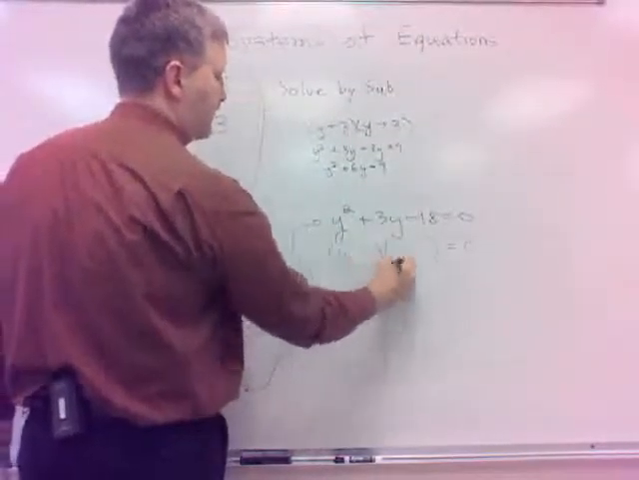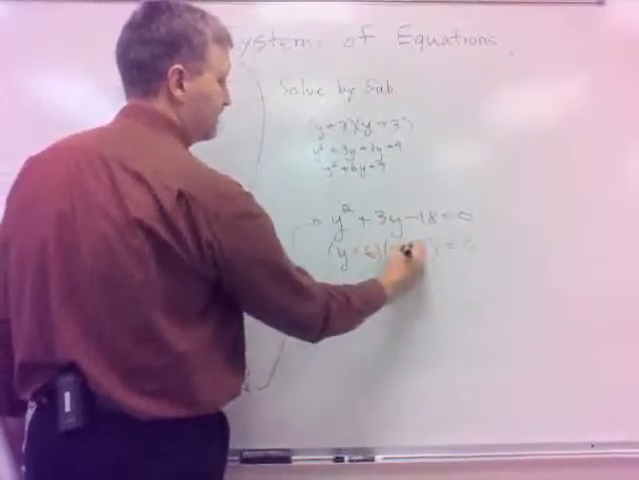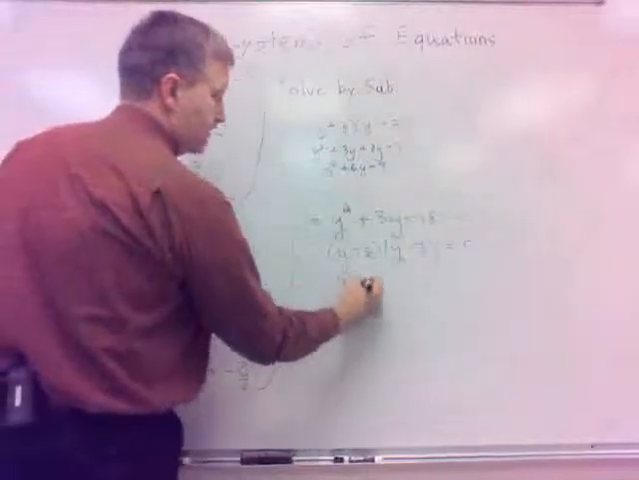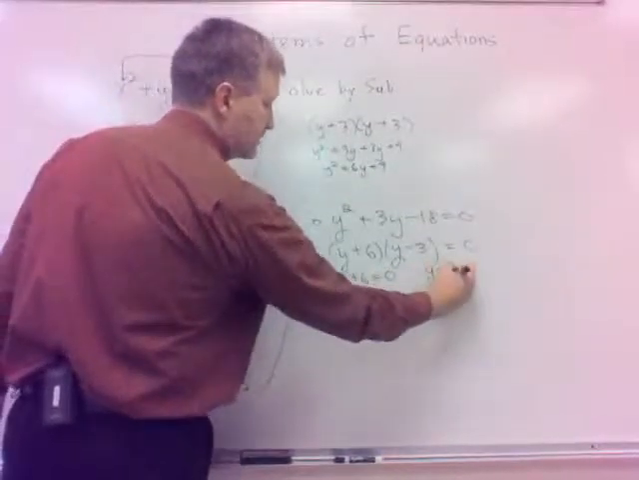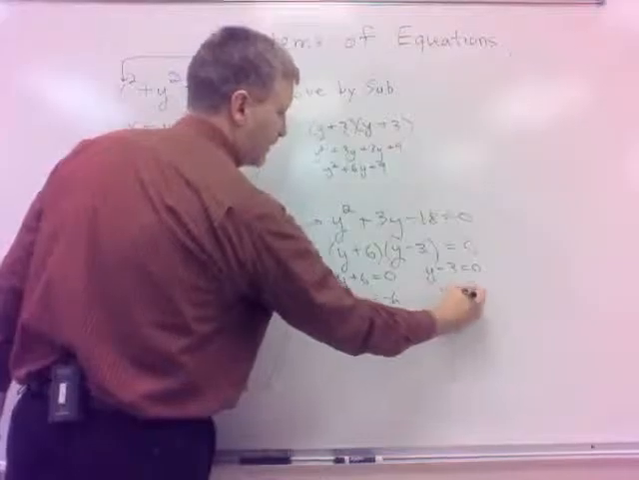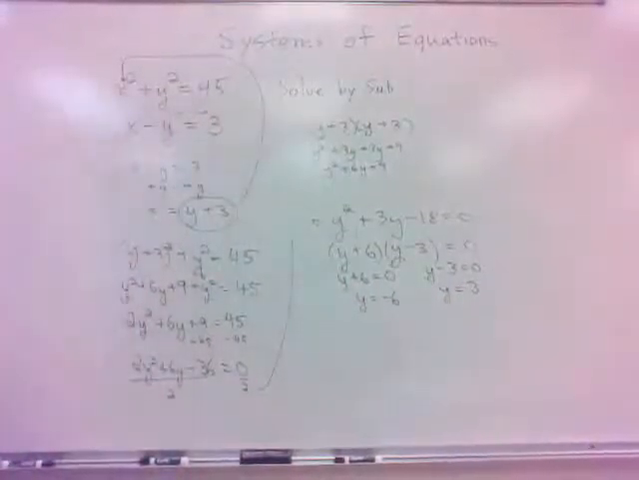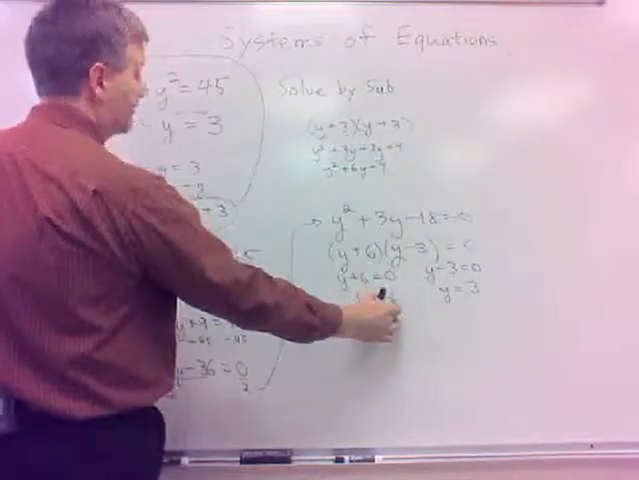y and y. 6 and 3. Positive 6 and a negative 3. So that's going to mean y plus 6 equals 0, y equals negative 6. y minus 3 equals 0. That's y equals positive 3. But again, that's just 2 half answers, and that does not make the whole. So yeah, we need the x to go with those.